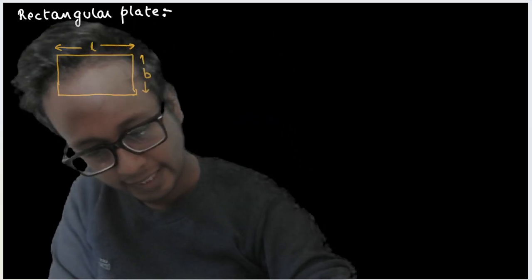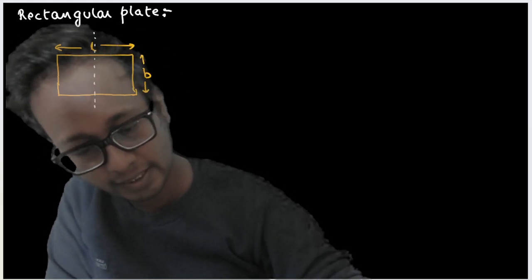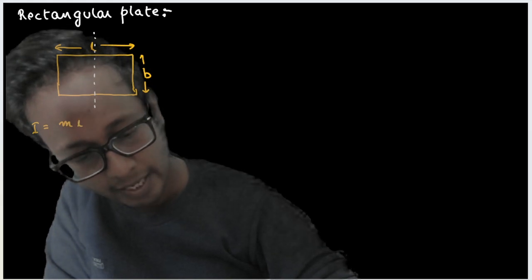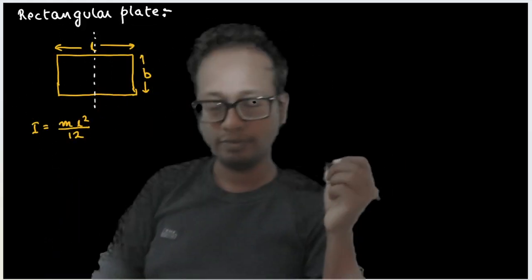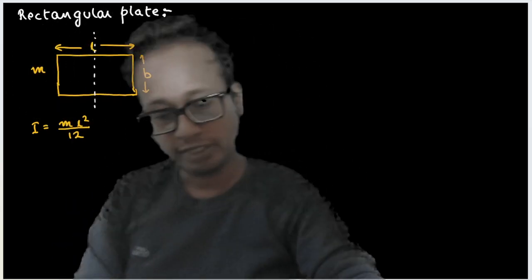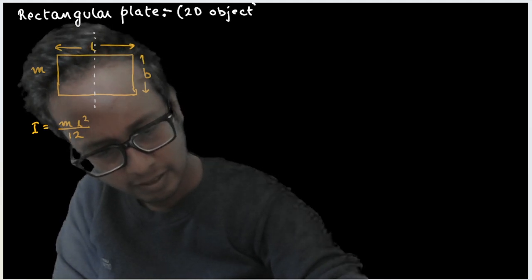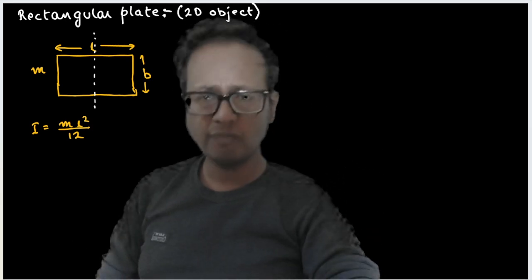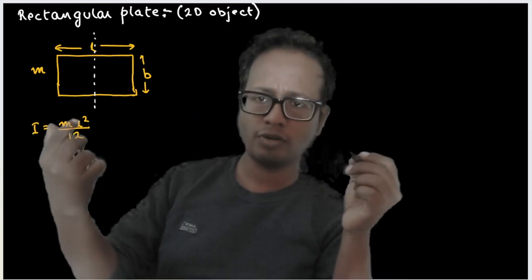If I take this axis, the moment of inertia passing through this axis is nothing but I is equal to m L square by 12. But m is nothing but the mass of the rectangular plate. A rectangular plate is a 2D object. Now you might have some intuition: sir, isn't this formula ml square by 12 similar to the formula of the rod? This formula of the rod is very similar to this formula of the rectangular plate.